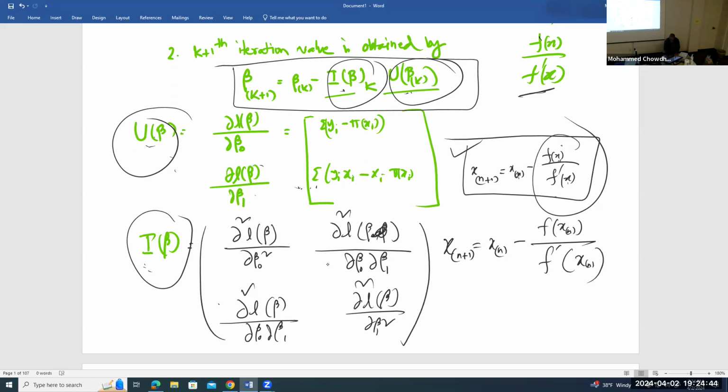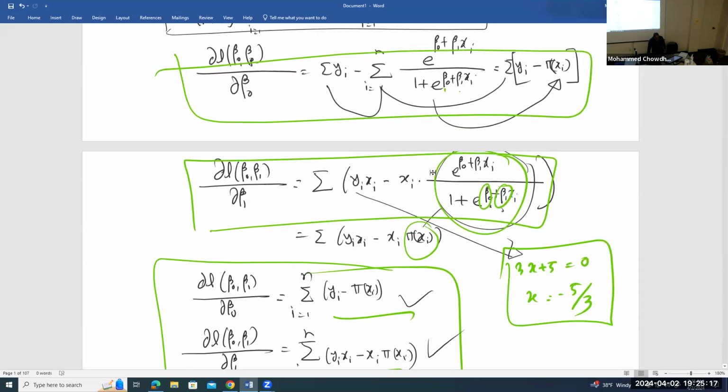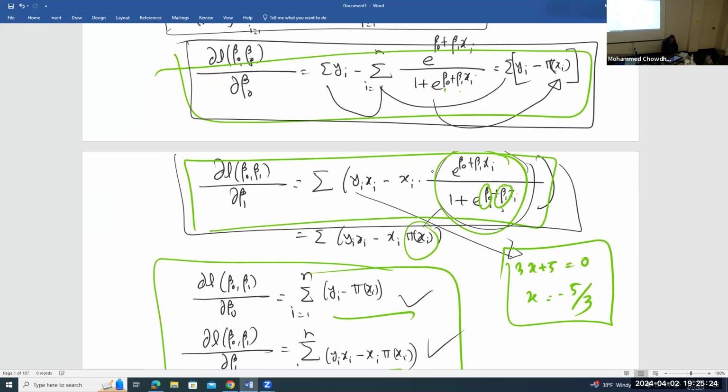Why now is my numerator the first derivative and the denominator the second derivative? Do you understand the question? Original one, just the functional value and first derivative. Now I have first derivative divided by second derivative. Anyone has any answer? The answer is, now my original function is this one. I want to solve this one, which itself is a derivative. I want to solve a derivative of a function.